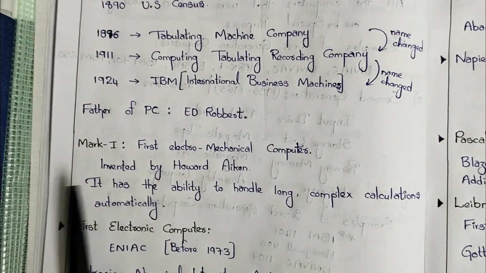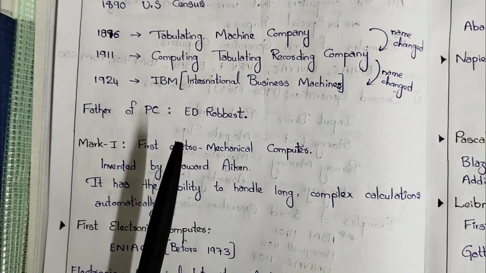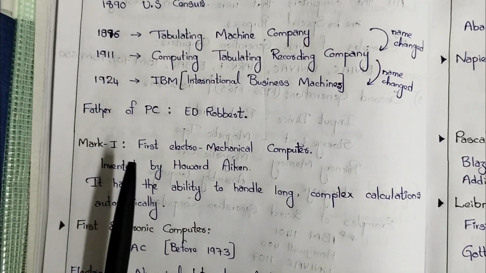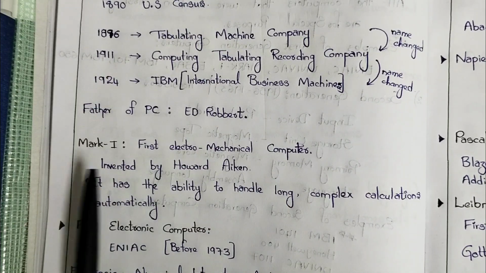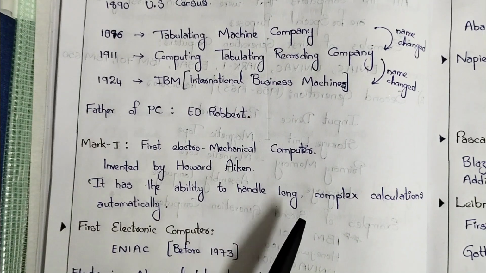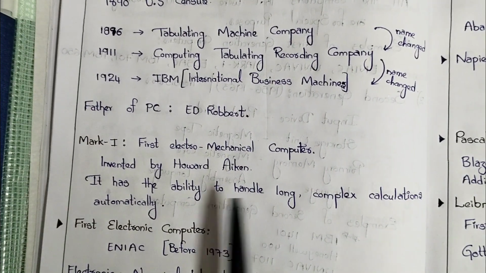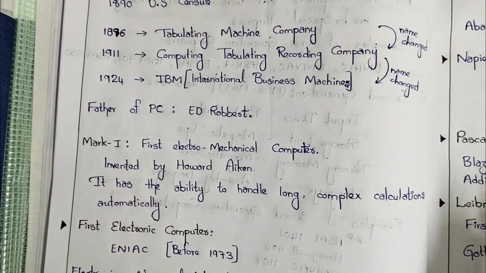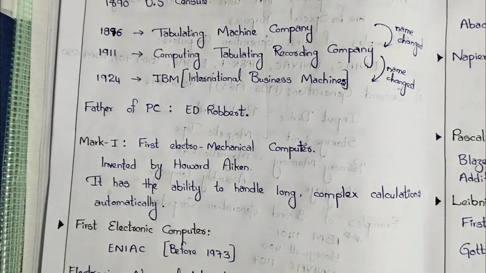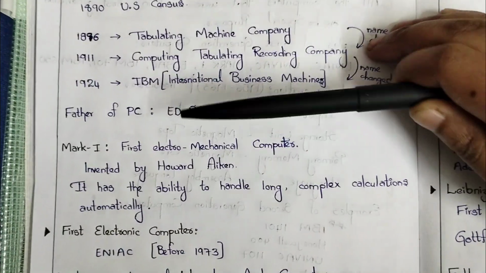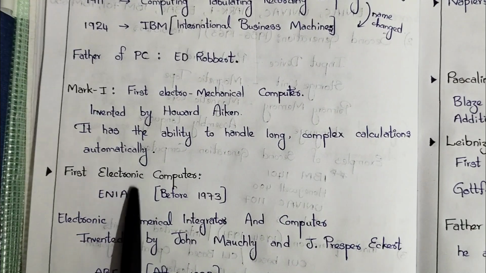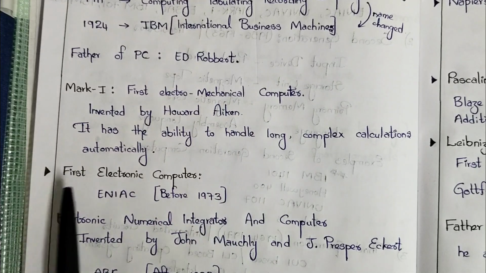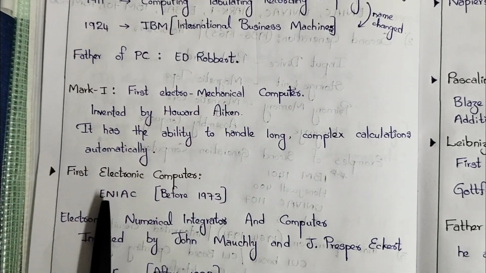All these computers, all these names, all these years are very important for your exams, so make clear notes on this. Okay, this Mark 1 has the ability to handle long complex calculations automatically. So this is about Mark 1. Mark 1 is the first electromechanical computer. And now we are going to discuss the first electronic computer. Mark 1 is the first electromechanical computer, whereas the first electronic computer is ENIAC.